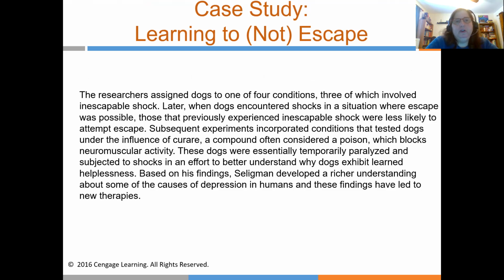Subsequent experiments incorporated conditions that tested dogs under the influence of curare, a compound often considered a poison which blocks neuromuscular activity. These dogs were essentially temporarily paralyzed and subjected to shocks in an effort to better understand why dogs exhibit learned helplessness. Based on his findings, Seligman developed a richer understanding about some of the causes of depression in humans, and these findings have led to new therapies.